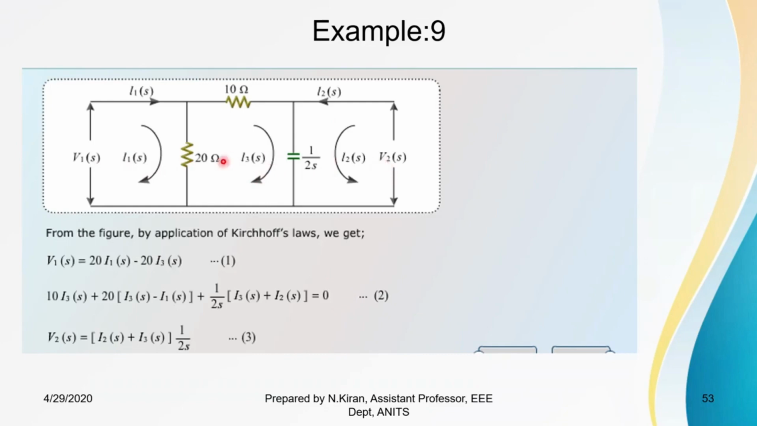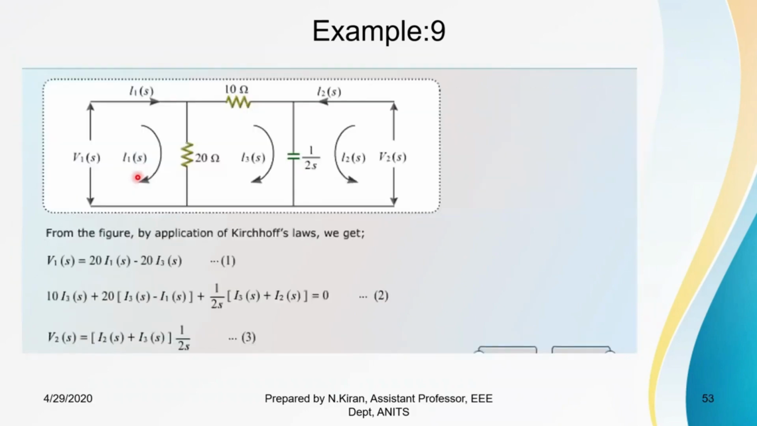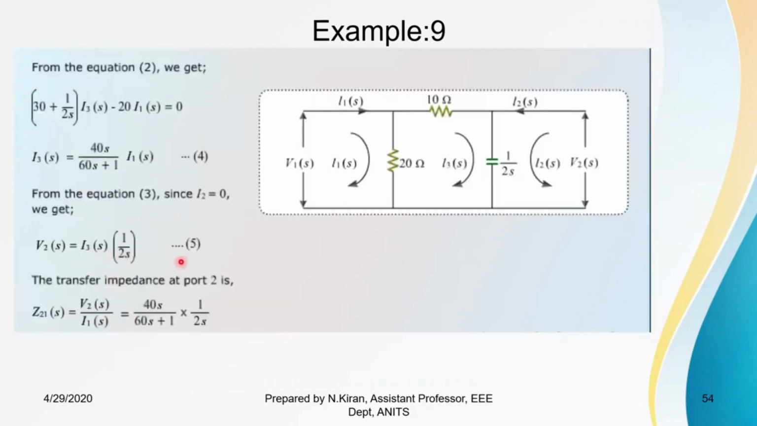So from the second equation, if I simplify, 30 plus 1 by 2s into I3 of s minus 20 I1 of s is equal to 0. So this will give me the relation between I3 of s and I1 of s. So in the third equation, I'll substitute I2 to be 0, which will give me V2 of s is equal to 1 by 2s into I3 of s. So this is your fifth equation.